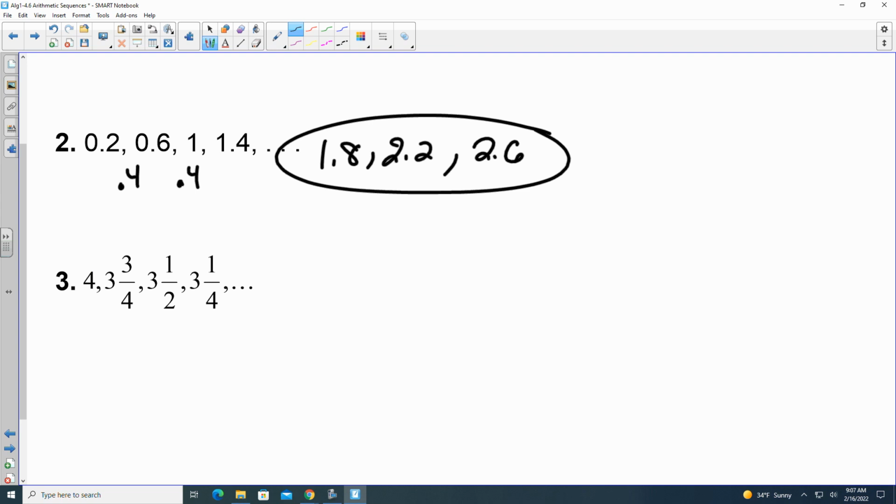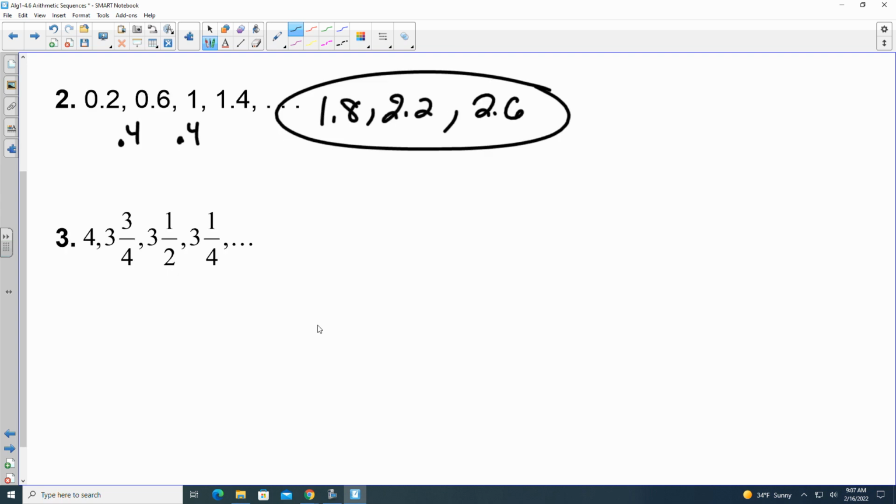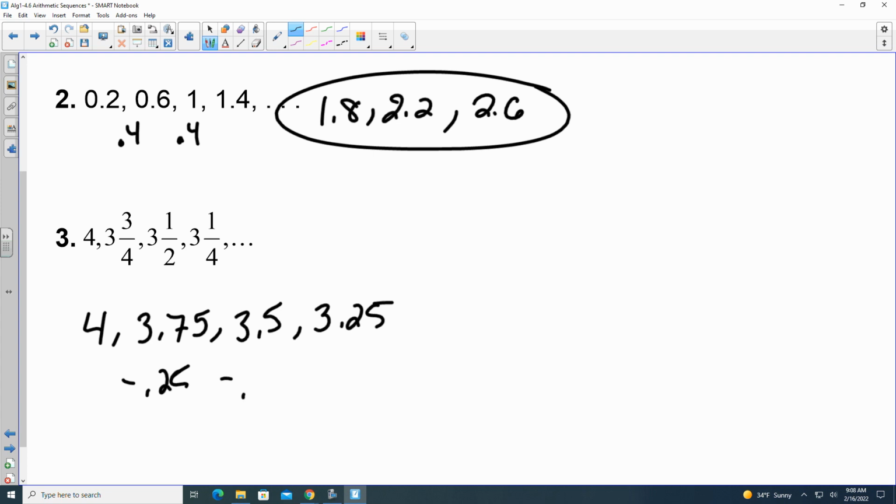Here, if you'd like to, you can convert them to decimals. So this is 4, this is 3.75, this is 3.5, and here this is 3.25. Maybe it's easier for us to look at the values in the sequence in decimal form, and then we'll convert them back to fractions later, because that's what they were in the original problem. So 3.75 minus 4 is negative 0.25. If I go 3.5 minus 3.75, yeah, I get negative 0.25.